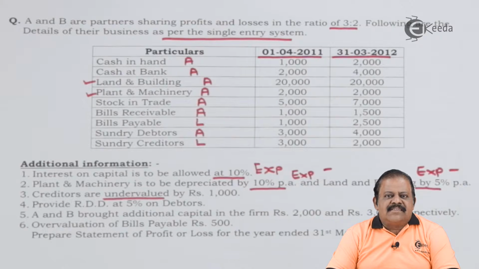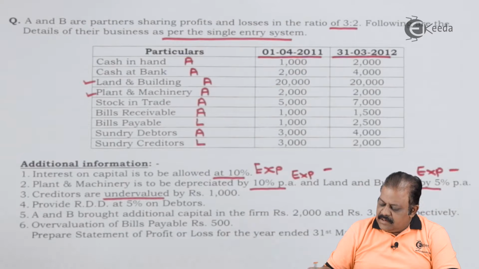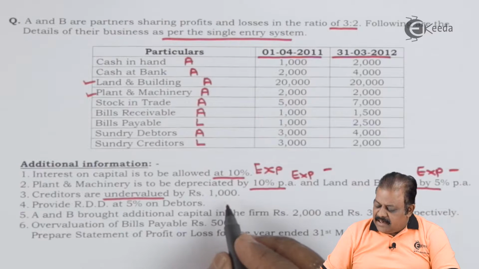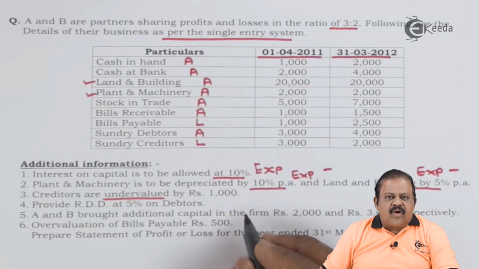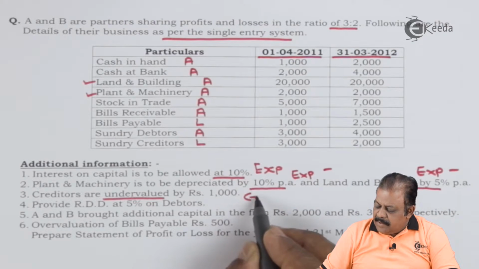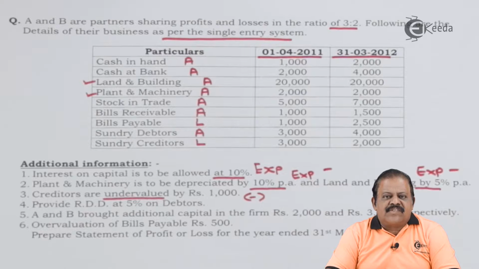This will be adjusted in statement of profit and loss. This 1,000 liability creditor which is recorded less, undervalued, we are required to record this as a loss of business because of undervaluation of liability. This will be deducted while preparing statement of profit and loss account. See, this correction of liabilities will result in increase in liability. An increase in liability is a loss or expense for the business.